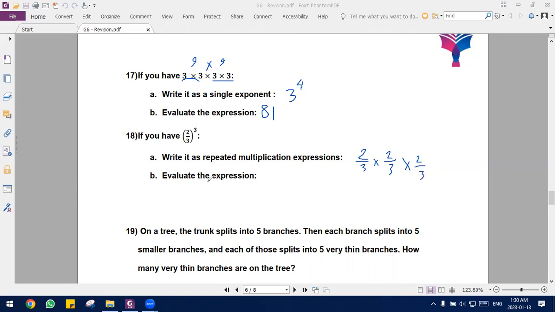Now, in part B, it says evaluate the expression. So we know that in multiplying fractions, we multiply numerators together. So 2 times 2 is 4, times 2 is 8, over 3 times 3 is 9, times 3 is 27. This is the fraction.